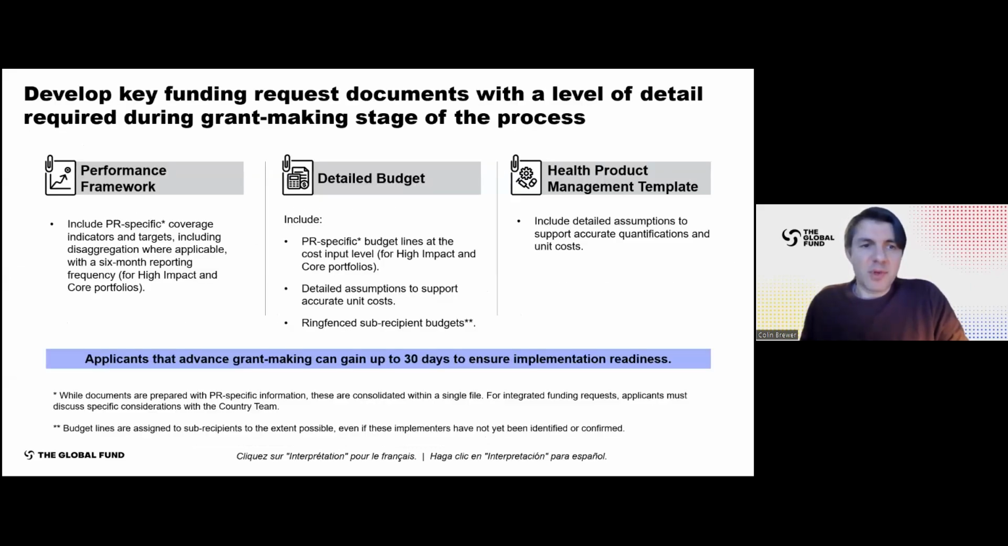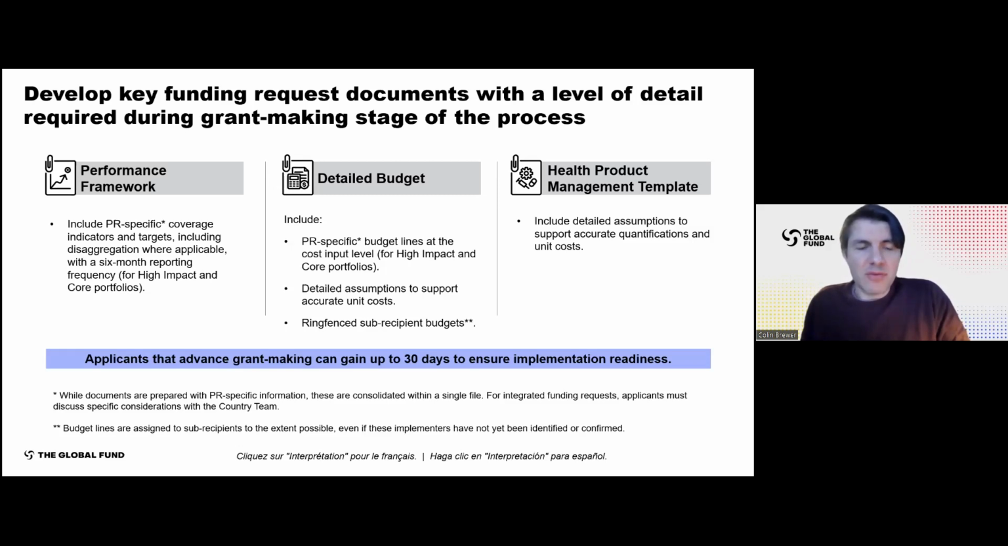So what does advanced grant making look like during the funding request stage? You can see here on the screen the three key documents which accompany the funding request, which are the performance framework, the detailed budget, and the health product management template. For the performance framework, advanced grant making means that we would include PR-specific coverage indicators and targets. We would also provide the disaggregation of those targets where it applies and set those targets with a 6-month reporting frequency, which is the standard for high impact and core portfolios at grant signing.